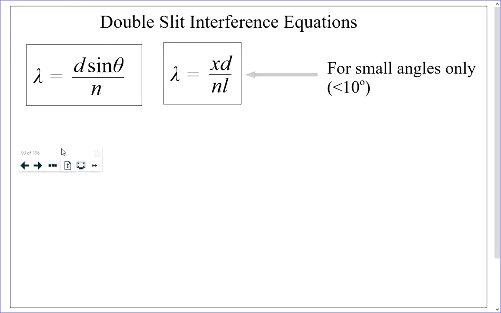You should be able to use your double slit interference equations. They're called Young's double slit experiment equations. The wavelength of the light used is λ = d sinθ / n, or the wavelength is equal to xd / nL. This second formula you should know that you can only use for angles less than about 10 degrees.